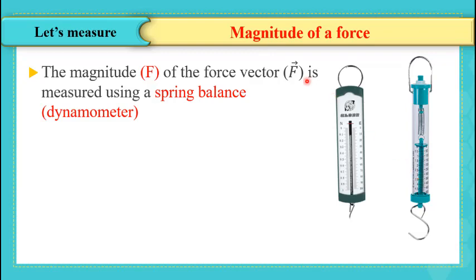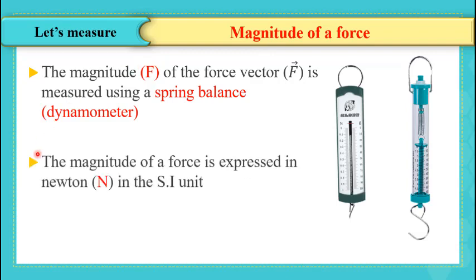You can notice that we have named the force vector by a certain letter, which tells us about the name of this vector, and with the symbol of the vector on its top. Then each force vector should be named in this way. And when talking or expressing the magnitude of this vector, we use the same symbol, but without putting the symbol of the vector on its top. The magnitude of a force is expressed in Newton, denoted by capital N in the SI unit.